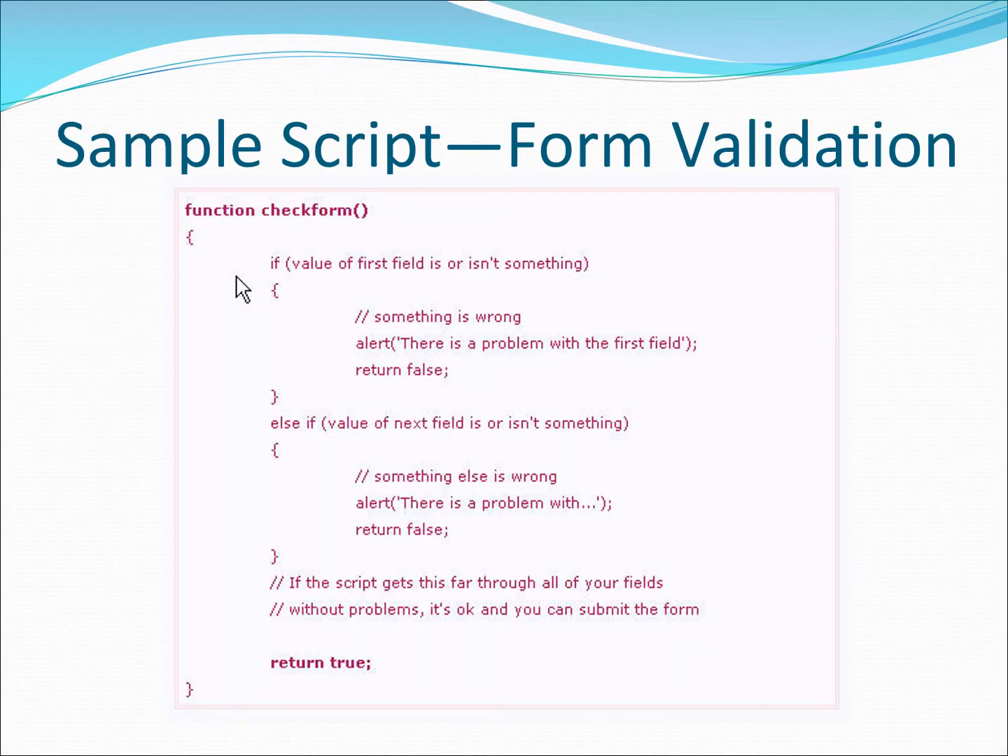So this is an example of a form validation script. Here we can see that the function is checkForm. If the value of the first field is not something, then it produces an alert box: there is a problem with the first field. Else if the value of the next field is not something, then there is a problem with that particular field, and that will be displayed. So this particular function is used for generating alert boxes if any problem with the content of a field occurs.